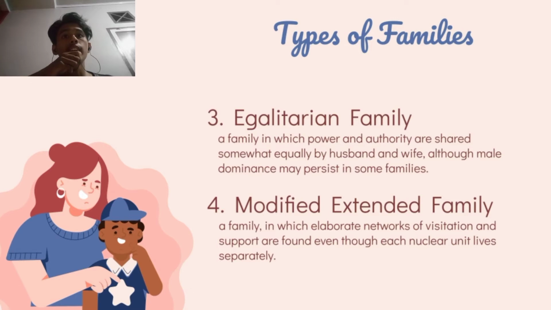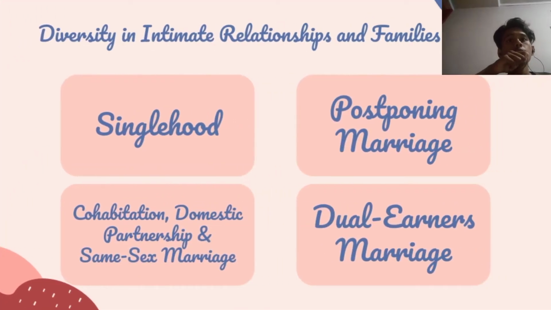The third one is egalitarian family. Egalitarian family is a family in which power and authority are shared somewhat equally by husband and wife, although male dominance may persist in some families. And the last one is modified extended family. Modified extended family is a family in which elaborate networks of visitation and support are found even though each nuclear unit lives separately.